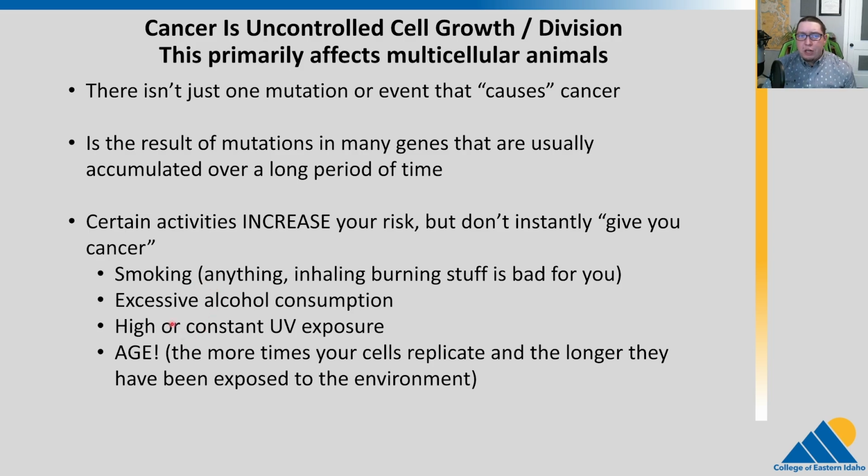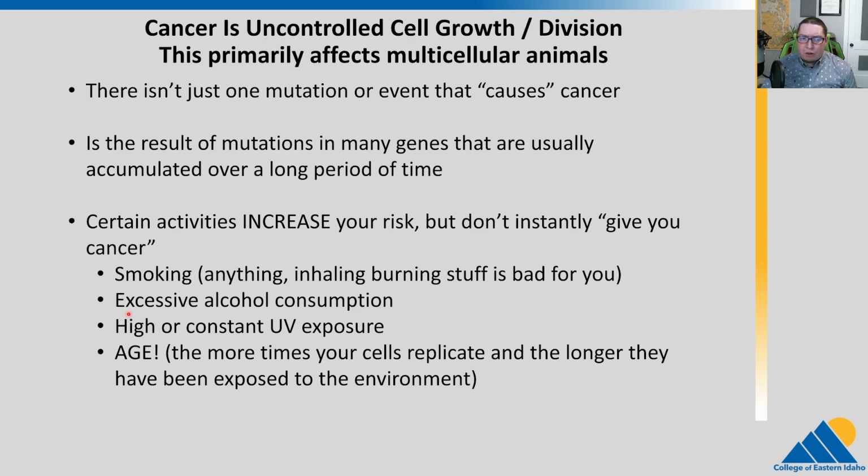High or constant UV exposure. This is particularly important when we think about how much we're in the sun, right? And your body responds to high UV exposure. If you've ever gotten a sunburn, that's your body saying, hey, you just got a huge dose of UV. All of those cells are screwed up. We're going to just destroy all of those cells and try again, right? Because they're probably screwed up now.